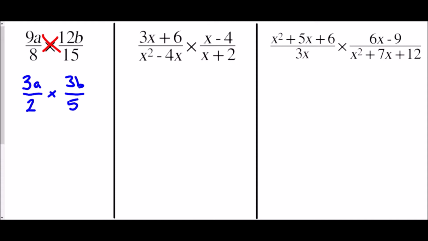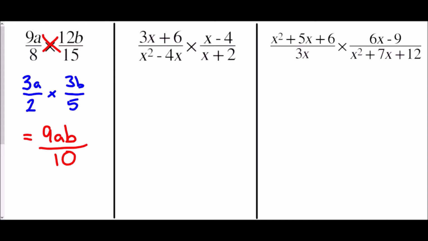That's our first step. Our second step is just to multiply across the top and across the bottom. So in this case I have 3a times 3b. Well, that's going to be 9ab, and along the bottom 2 times 5 is 10, so that would be 9ab over 10.